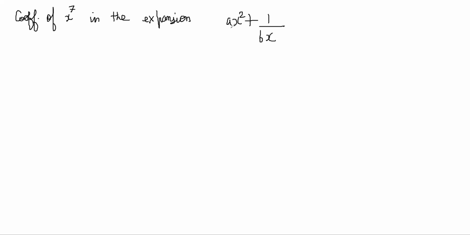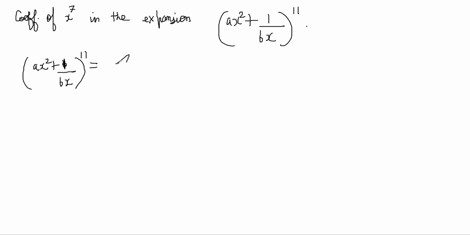Second question was coefficient of x power 7 in the expansion of (ax square plus 1 by bx) to the power 11. Okay. So here in the second question, again write the general term of the binomial series, right? So your binomial series will look like (ax square plus 1 by bx) to the power 11.